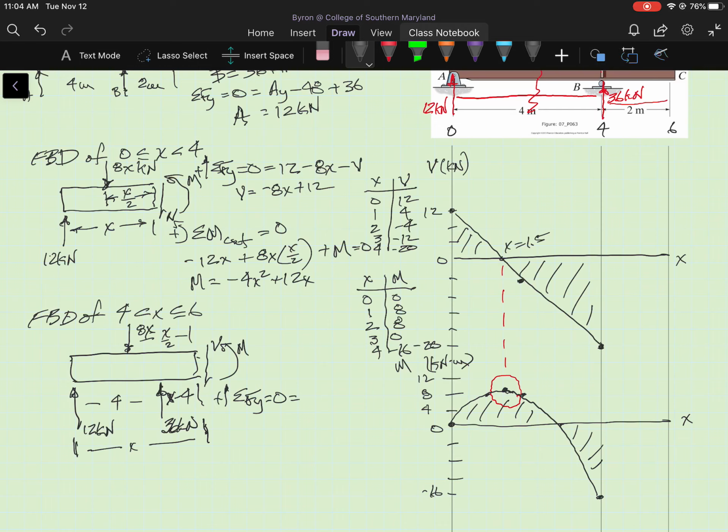And I have 12 minus 8x plus 36 minus v. So v for this section of the beam is going to equal negative 8x plus 48.